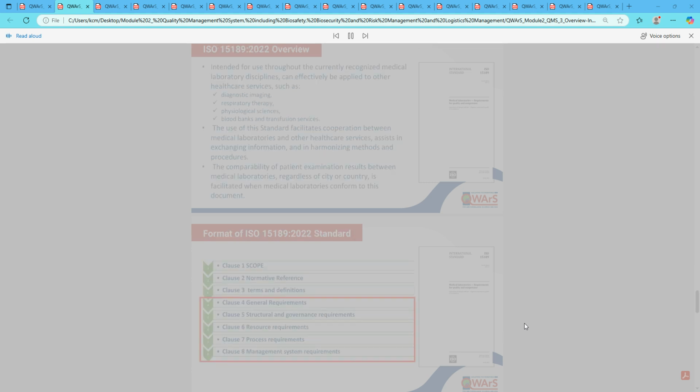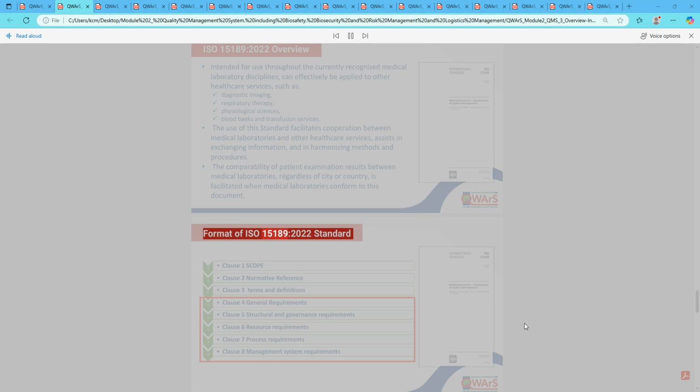ISO 15189:2022 Overview. It is intended for use throughout the currently recognized medical laboratory disciplines, and can effectively be applied to other healthcare services, such as diagnostic imaging, respiratory therapy, physiological sciences, blood banks, and transfusion services. The use of this standard facilitates cooperation between medical laboratories and other healthcare services, assists in exchanging information, and in harmonizing methods and procedures. The comparability of patient examination results between medical laboratories, regardless of city or country, is facilitated when medical laboratories conform to this document.